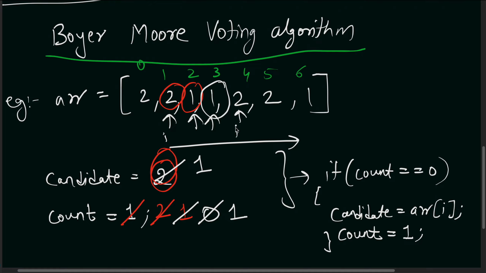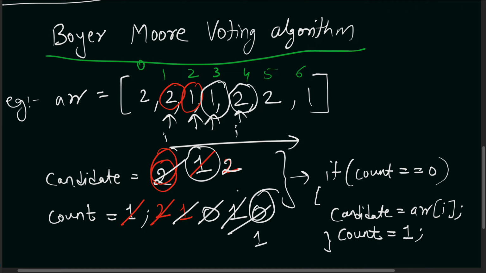Now let's move ahead. I is here. Now see, this array of I and this candidate, which is the updated candidate 1, this is not the same, right? So if it is not the same, then we will decrement the count. That is the first thing. Now when the count becomes 0, we'll update the candidate with the array of I. So what is array of I? Array of I here is 2. So this 1 will become 2, right? And the count which is 0 will become 1, because that is there in the algorithm.